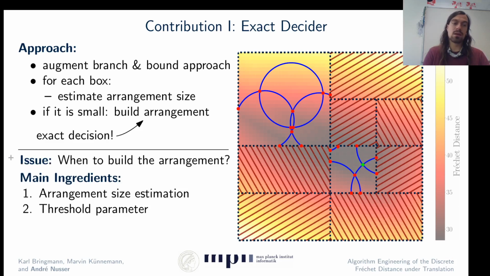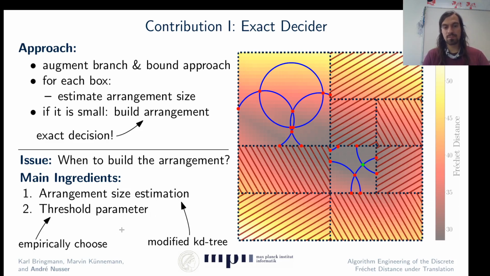So the main issue here is when do we actually build the arrangement, and we have to somehow have an arrangement size estimation, and we have to have a threshold parameter for when we actually do build it. The arrangement size estimation we do through a modified KD tree where we put all the disks of the arrangement and then we get an estimation of the size, and the threshold parameter we empirically choose.